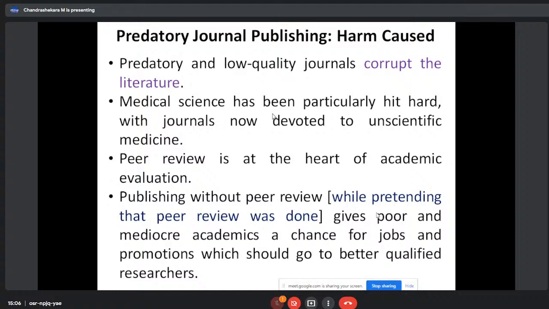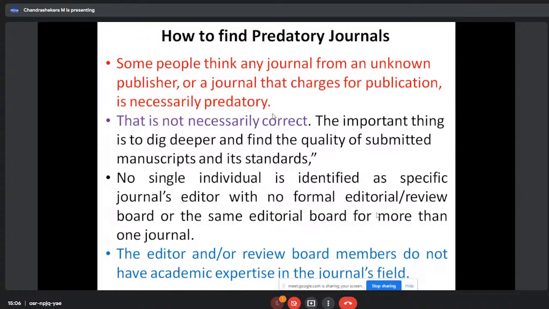Okay, this is about how to find predatory journals. Some people think any journal from an unknown publisher, or a journal that charges for publication, is necessarily predatory. This assumption is not necessarily correct, because the important thing is to dig deeper and find the quality of submitted manuscripts and its standards.